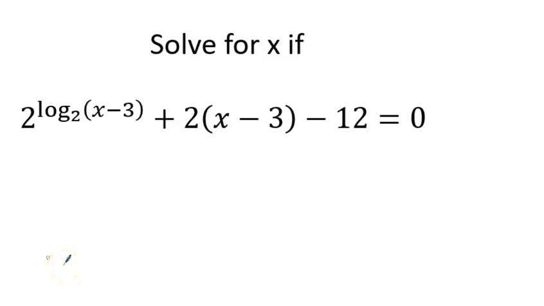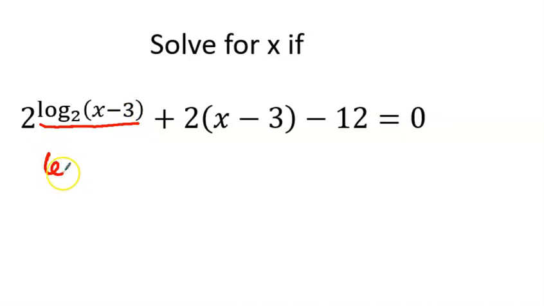Welcome to Otisam Mathematics. In this video, we have this equation: 2 raised to the power log to the base 2 of (x minus 3) plus 2 times (x minus 3) minus 12 is equal to 0. So let's see how we are going to do that. Looking at the equation carefully, to be able to solve this one easily, let's make some substitution.